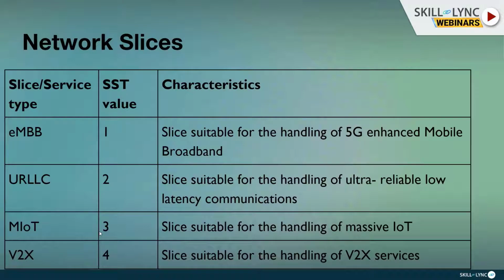So the 5G networks will have at least three slices. And this one is optional, that is V2X, which is called vehicle to everything. eMBB would be one, URLLC, that is ultra reliable low latency communication, is two, and massive IoT is three.